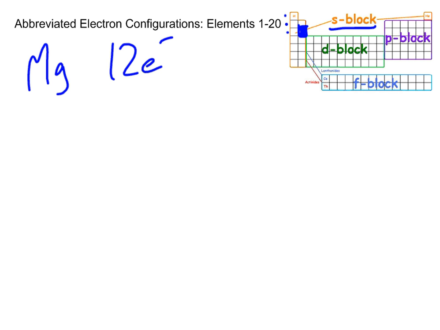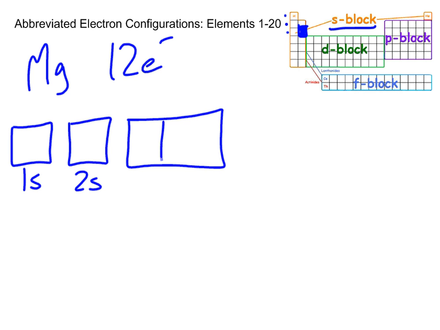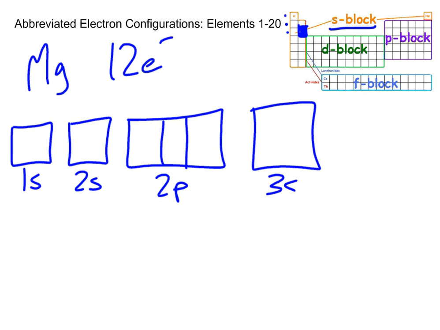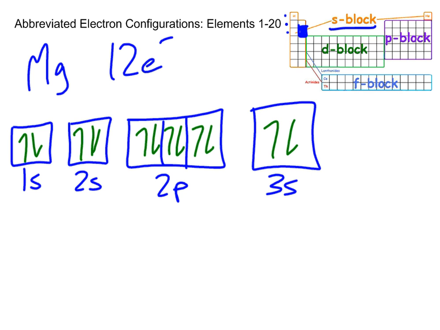So, in this case, I'm in the third energy level and the s block. So there's my 1s. There's my 2s. There's my 2p. And then my 3s. That's it. Okay, so let's go ahead and go through our electrons, right? I need 12. So there's 1, 2, 3, 4, 5, 6, 7, 8, 9, 10, 11, 12. So there's my 12 electrons.